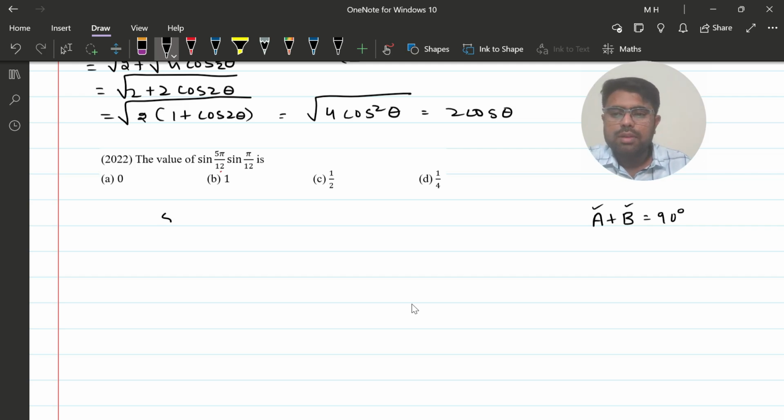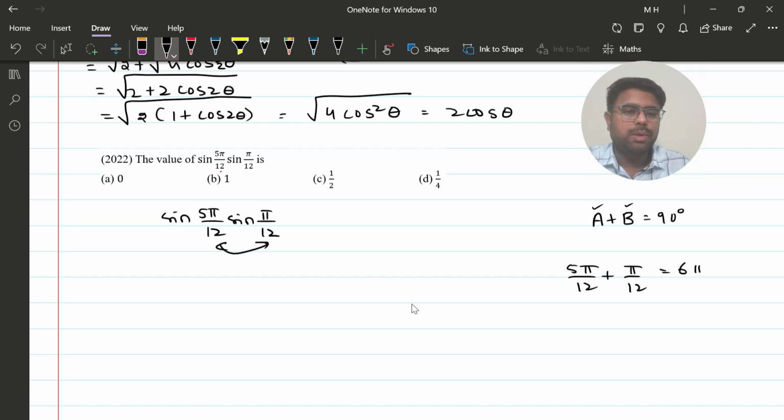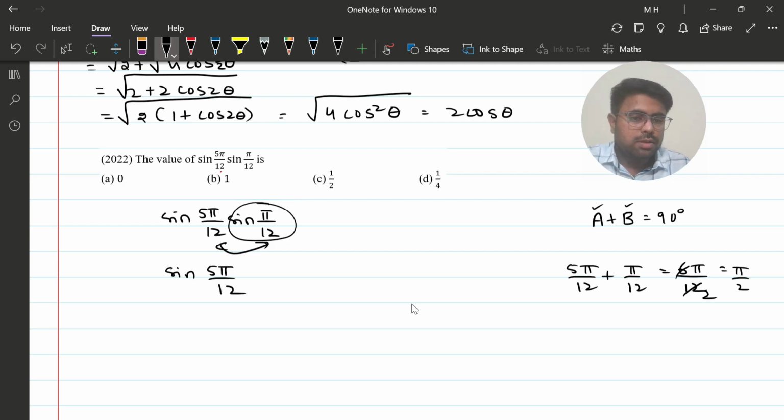Now, they have given sine 5 pi by 12 into sine pi by 12. Okay. Now you see, if I add these two angles, what am I going to get? 5 pi by 12 plus pi by 12 is equal to 6 pi by 12, right? So it is going to be pi by 2, 90 degrees. So these two are complementary angles. So can I write down this sine pi by 12 as sine of 5 pi by 12? See, 5 pi by 12 plus pi by 12 is pi by 2. So if I take this 5 pi by 12 to the other side, what am I going to get?